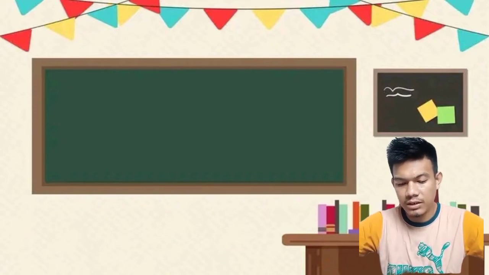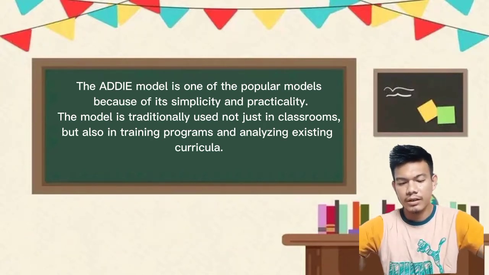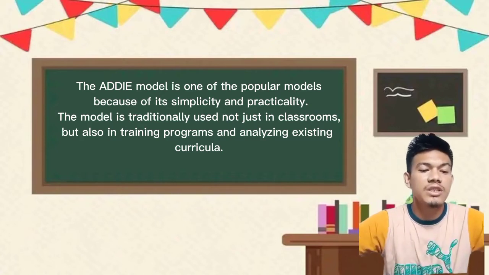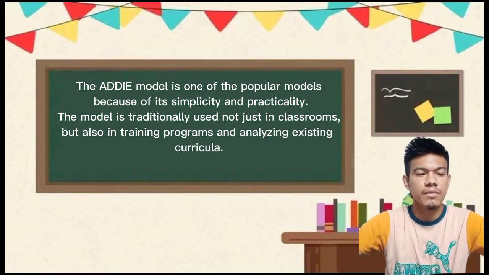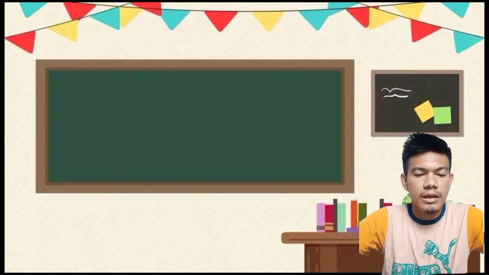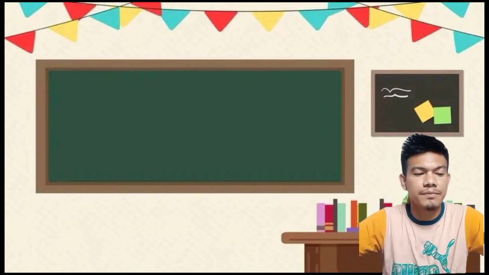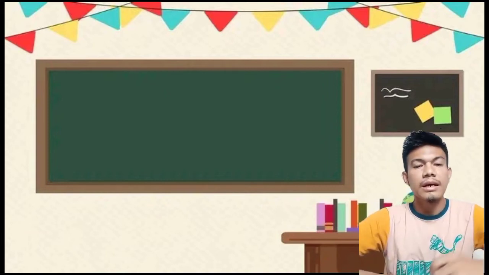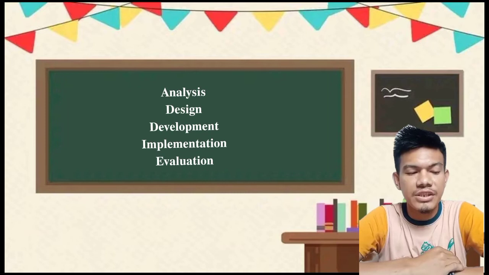ADDIE helps instructional designers and training specialists plan and create instruction. It is also used to create all kinds of instruction, from teaching elementary, secondary, and college students about different objectives. This model is popular because of its simplicity and practicality. ADDIE is a five-step instruction model, which is analysis, design, development, implementation, and evaluation.